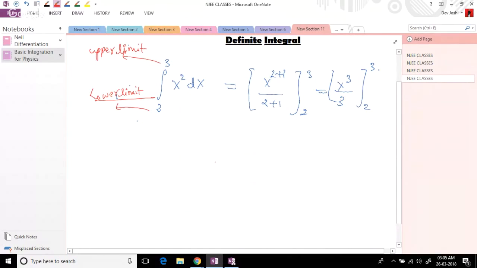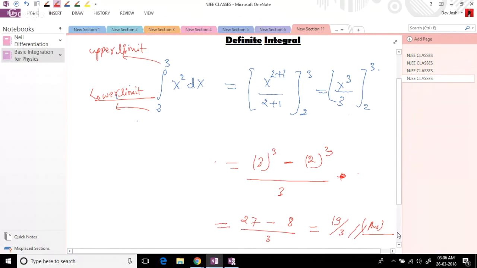So in place of x, just put the upper limit. It is going to be 3 to the power 3, and then minus, put the lower limit, that is 2 to the power 3. And the constant term, put up as it is, no issues in the constant terms, that is 1 upon 3. So that is going to be equal to 3 to the power 3, which is 27, minus 2 to the power 3, which is 8, divided by 3, right? So 27 minus 8 is 19 by 3. So that will be your answer.